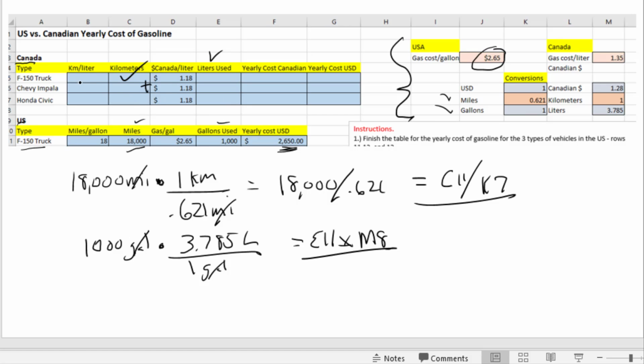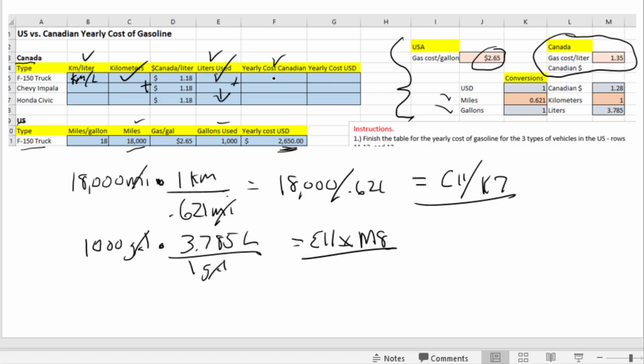So kilometers per liter, I can now do this column here. My kilometers per liter is simply my kilometers right here divided by my liters. That's it, because I have this now. My yearly cost in Canadian dollars: well, I know how many liters, and it's giving me up here the cost per liter in Canadian dollars. So that should be pretty simple, right? Liters times cost per liter. It's going to give me Canadian dollars.